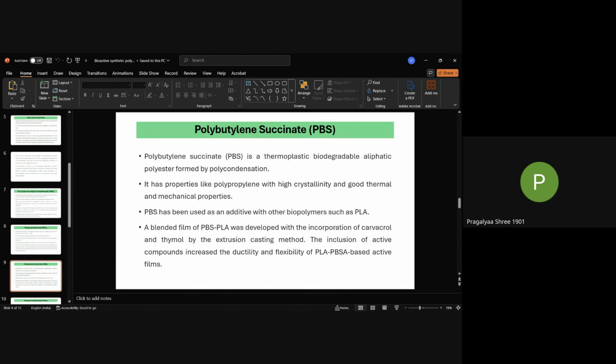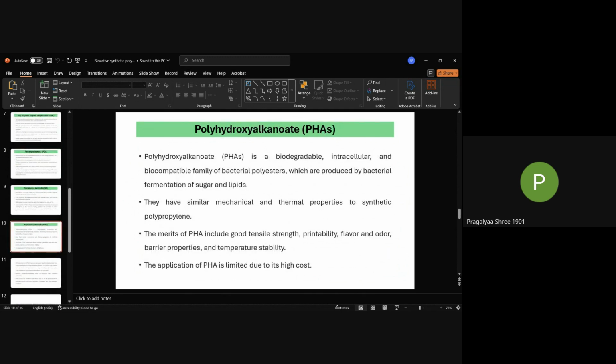The blended film of PBS and PLA was developed with the incorporation of carvacrol and thymol by the extrusion casting method. The inclusion of active compounds like carvacrol and thymol increases the ductility and flexibility of the PLA-PBS based active films. So when it is combined with other packaging material, it is a very good packaging instead of using a single packaging material.